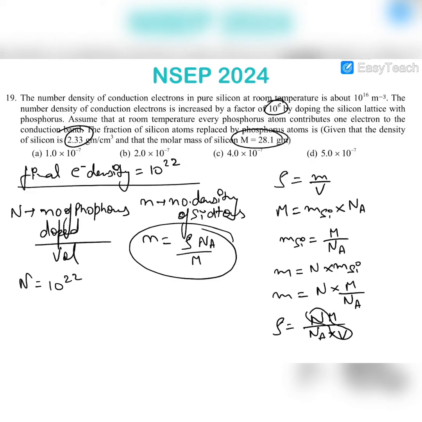So the fraction of silicon replaced by phosphorus will be 10 to the power 22 upon total silicon, which is rho Na by M. So by using the given values, M is this, Na is the Avogadro number, rho is the density in standard units. The value of this fractional number of silicons replaced by the phosphorus will be 2 into 10 raised to power minus 7, which is the option B. So now we move on to the next question.